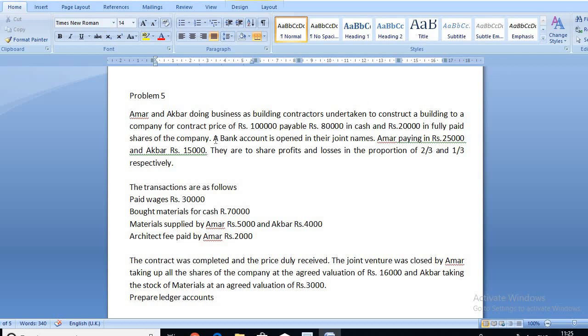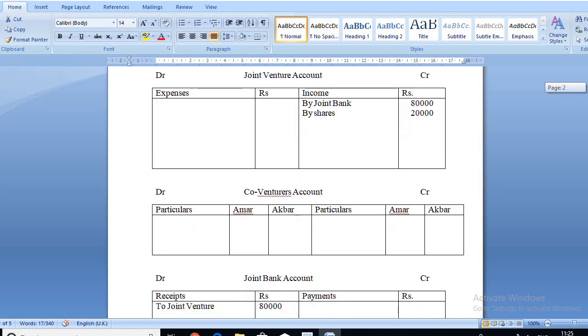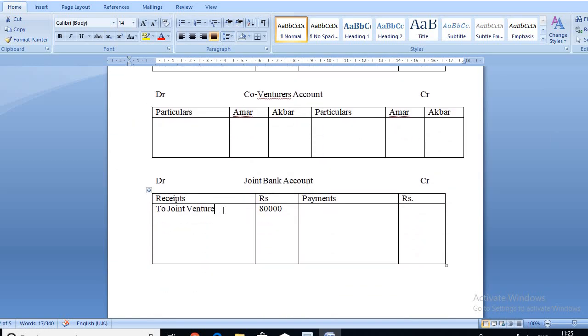Now the second one: a bank account is opened in the joint names, with Amar paying 25,000 and Akbar rupees 15,000. So a joint bank account was opened, in which Amar deposited 25,000 and Akbar deposited 15,000. Move to joint bank account. Joint bank account is a receipt for joint bank because we are depositing money. So to Amar 25,000 and to Akbar 15,000. Now this transaction is over.